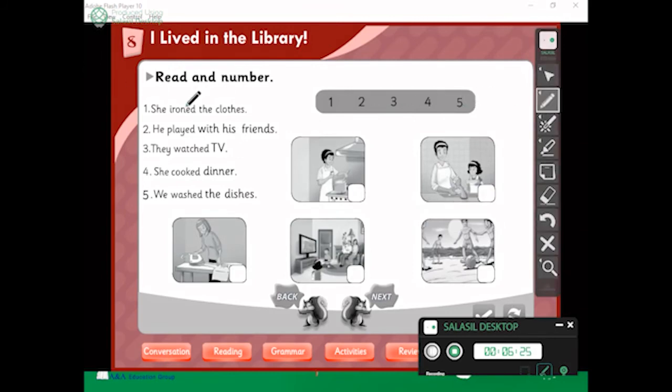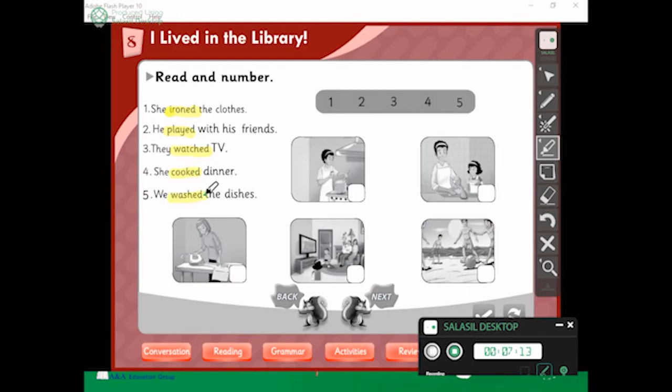Please underline all the verbs too. The first one is done for you, which is number A. She ironed the clothes. This ironed is the verb, you see, it is regular and ends with ed. Number 2, he played with his friends. This is the verb. Number 3, they watched TV. This is the verb. She cooked dinner and we washed the dishes.